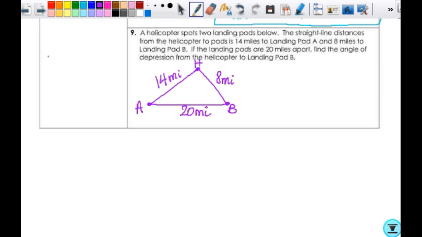So I've got all 3 side lengths, which means I'm going to be looking for an angle measure. And it says find the angle of depression from the helicopter to landing pad B. So is that angle inside of my triangle? No, because to get the angle of depression, you got to look straight ahead, then you look down. So it's this angle right here. Now, is that angle the same as an angle in my triangle? Yes. Which angle? Angle B.